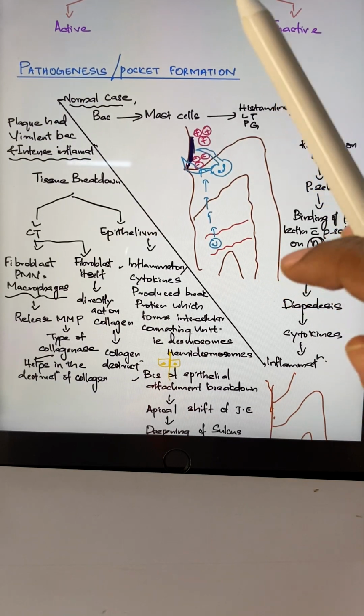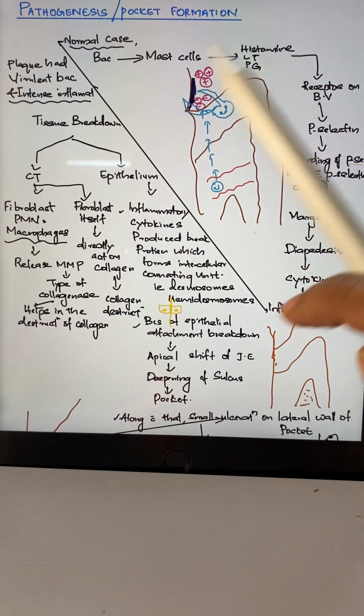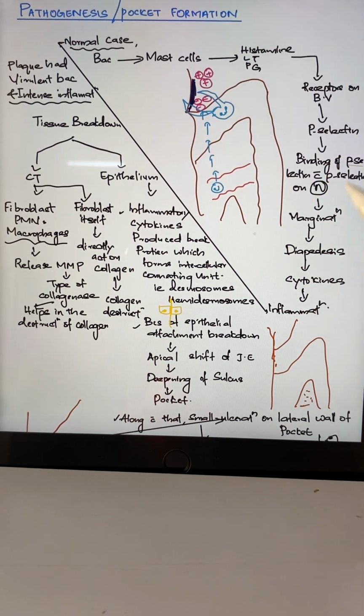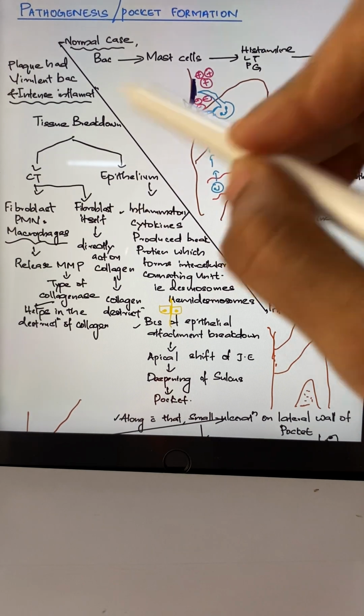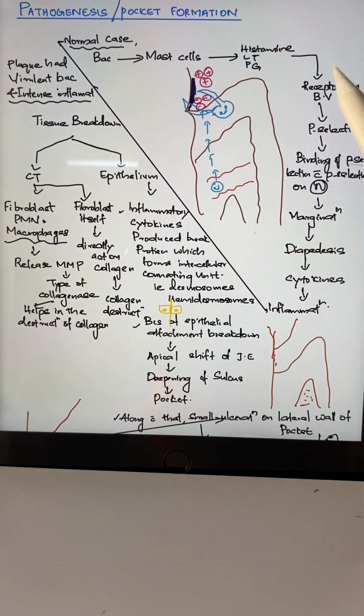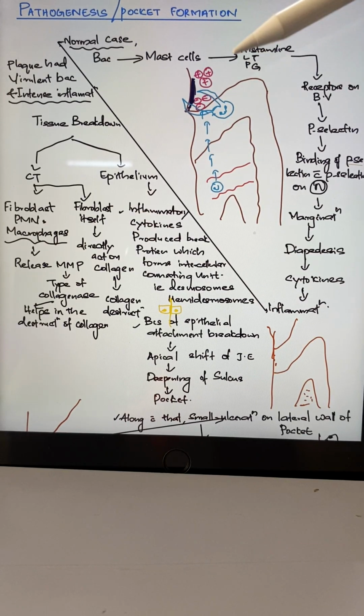Then what is the pathogenesis of the pocket? How is the pocket formed? Usually the normal case of inflammation, I uploaded a video based on that. This is a normal case of inflammation, but we have to see what is going to happen in the case of pocket. In the normal case, what we can see is when a bacteria enters inside, the immediate response is by the mast cells. These mast cells release certain chemicals such as histamine, leukotriene, and prostaglandin.